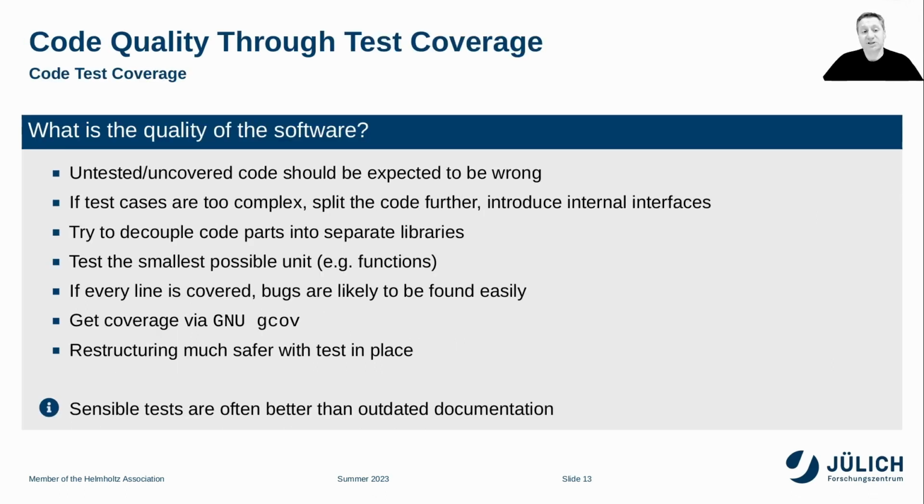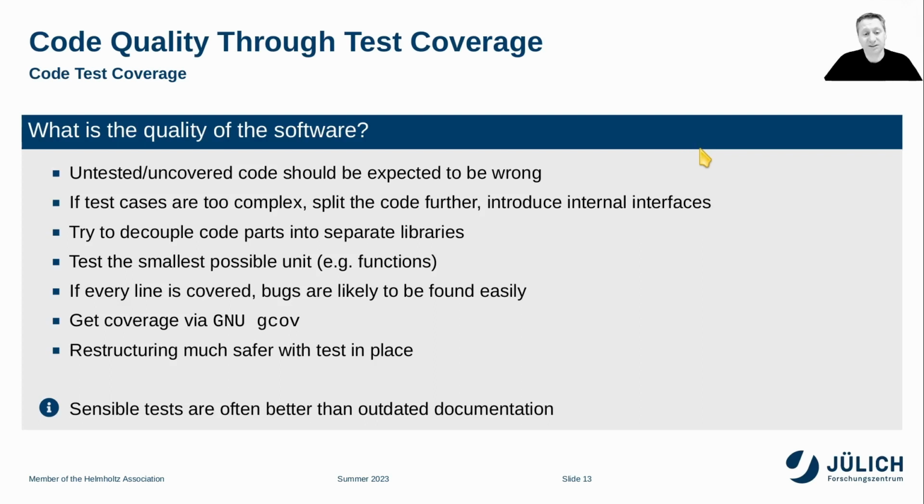Okay, so the main question now is, how do we check for code quality? Ideally we check for code quality through test coverage. What we want to make sure is that all the lines of code we write are covered by some tests, so we are not losing anything. So how can we think about quality of software? I would say that untested or uncovered code should be expected to be wrong because you didn't test it. Technically, it could be anything, so make sure that your test coverage is high.